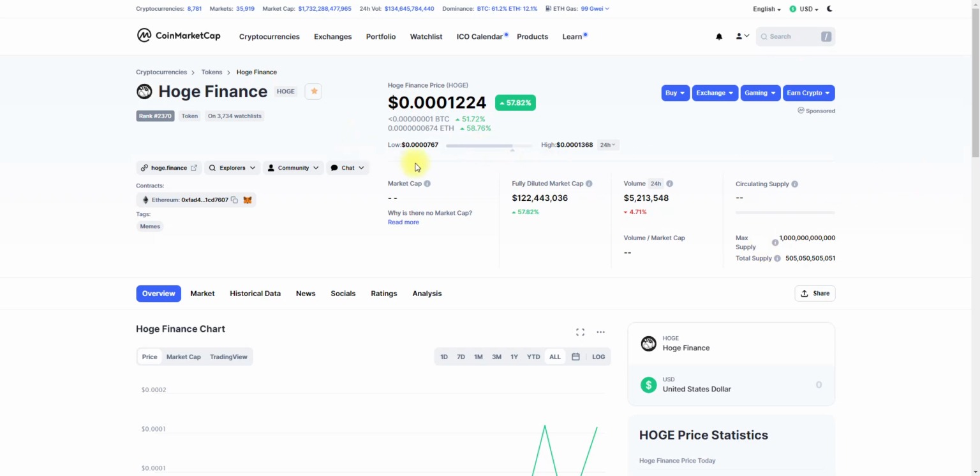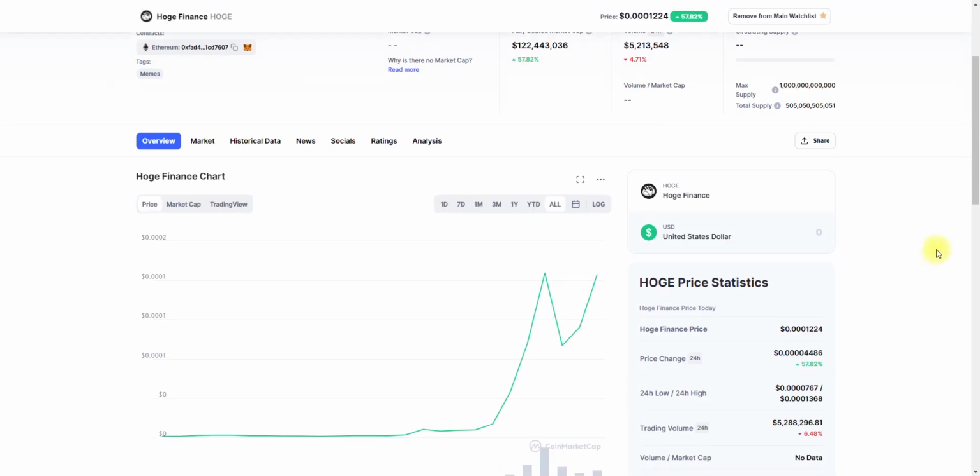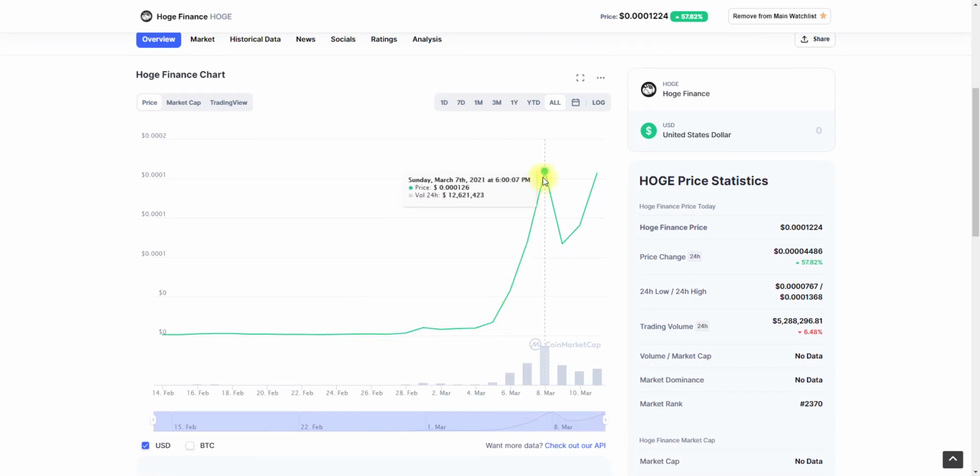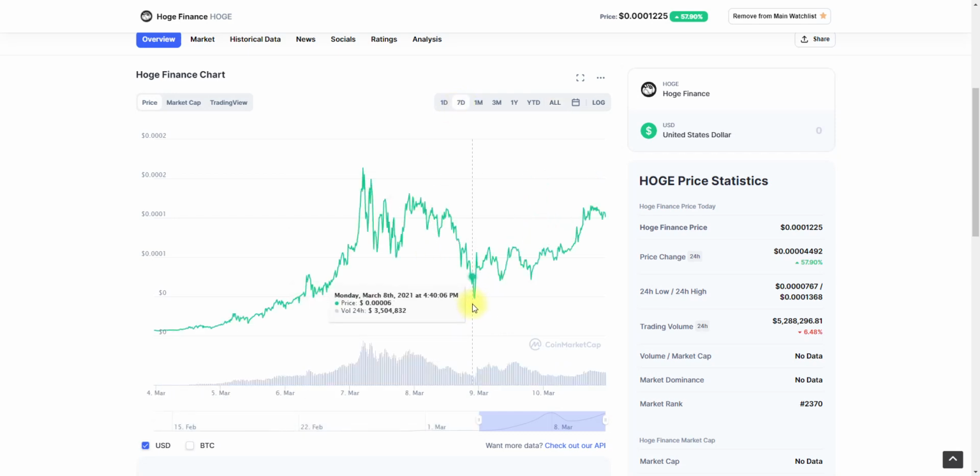So here I am on CoinMarketCap. Now it was ranked like 2400 something, and now it's 2370, so it's definitely making its way up. We peaked Sunday, March 7th, and then we came down Monday, had a little dip, from 0.00126 to 0.0007. A lot of people bought in on that dip, which was actually 0.00038. So now we're all the way back up to 0.0001, and we're kind of keeping above that mark now.